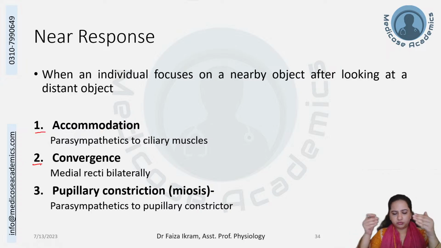One is convergence, both your eyes move medially, the medial recti. And number three, there is pupillary constriction. Again, our parasympathetic supply to the pupillary constrictor muscle. If we see all these three in combination, this is known as the near response.